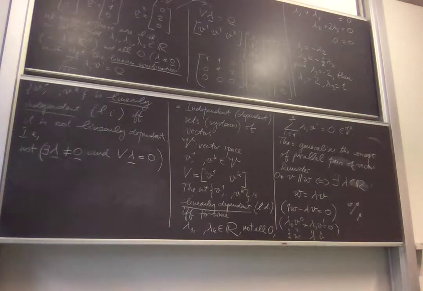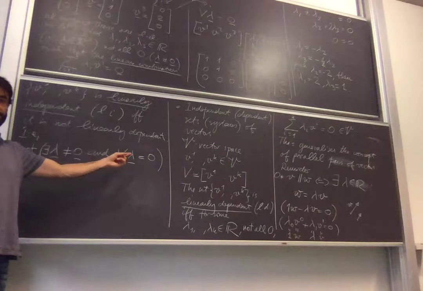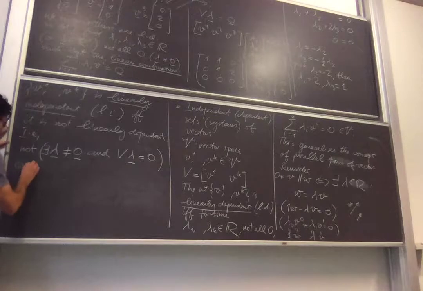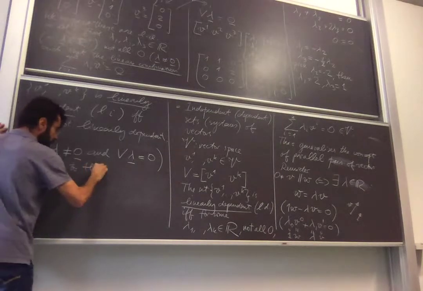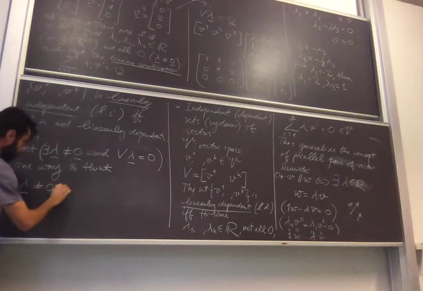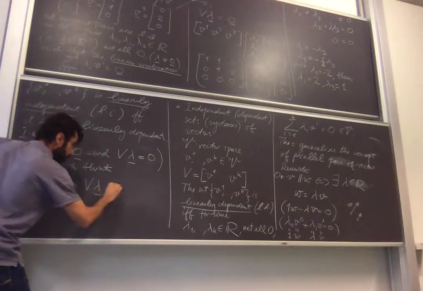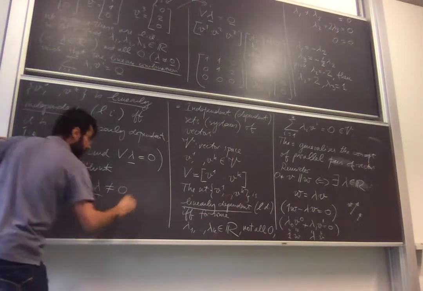One of them is to say that for any lambda that is different than 0, then v lambda has to be different than 0. Okay, that's one way of negating. But there's more, so one way to think is this: if lambda is different than 0, then v lambda is different than 0.